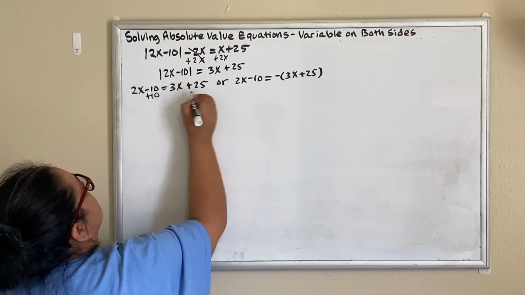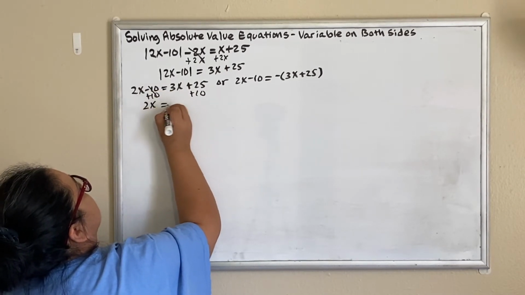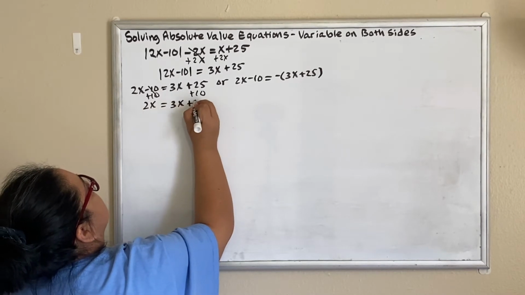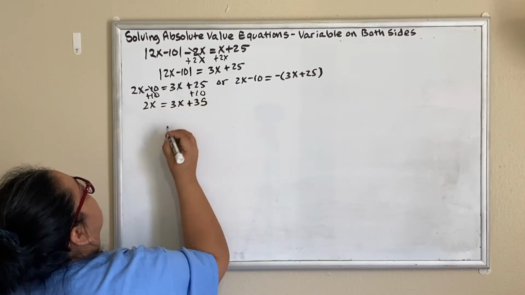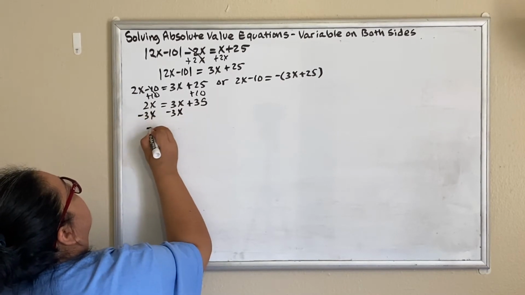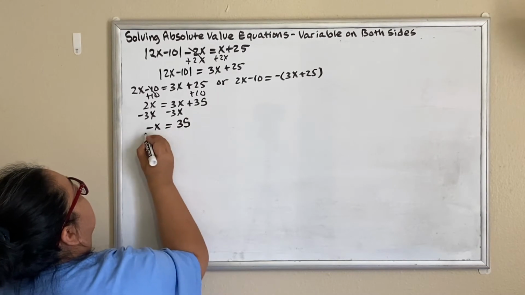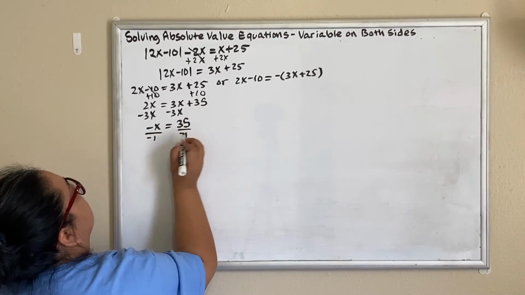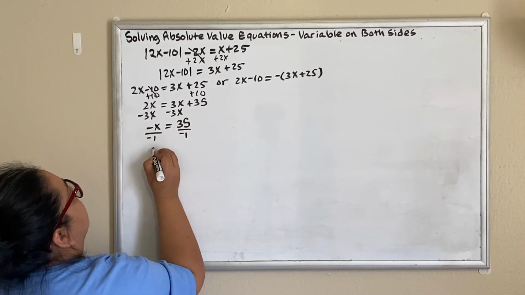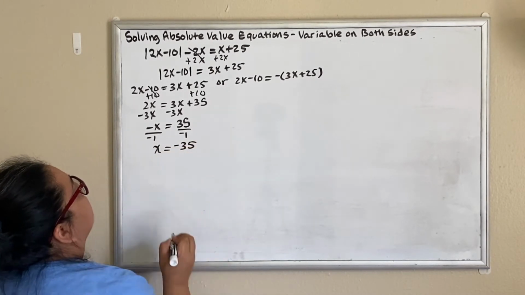We're going to add 10 to both sides here, eliminating the 10. We get 2x equals 3x plus 35. So now we need to subtract 3x from both sides, and we get a negative x equals 35. So now we're going to divide by -1 on both sides to get rid of this negative. And now we have x equals -35.